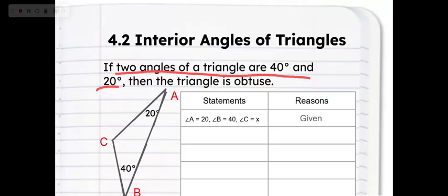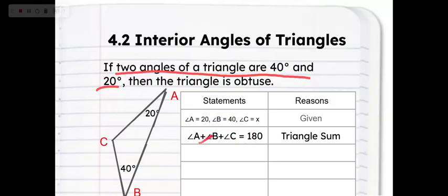Then, what formula are we going to use? The name of the formula is important. You don't just put formula. This is called the triangle sum or the triangle sum theorem. Not triangle angles, triangle sum. And it's when you add all the angles, they equal 180.